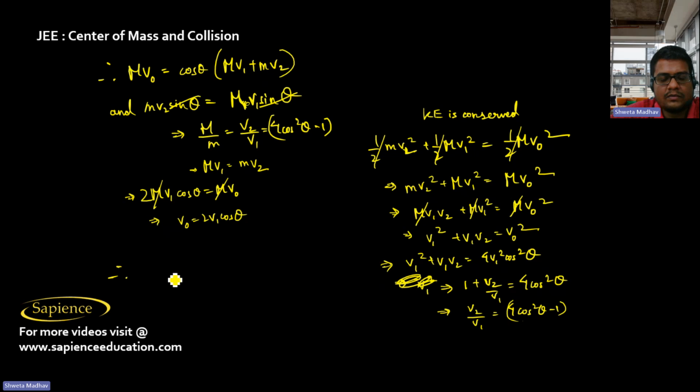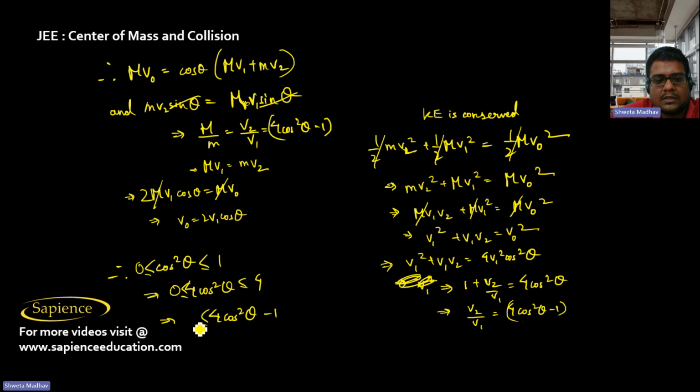Therefore the maximum value we have to find out, the largest value of M by m. As we know, cos square theta will be more than or equal to 0 but less than or equal to 1. Therefore 4 cos square theta goes from 0 to 4, and 4 cos square theta minus 1 will be greater than or equal to minus 1 but less than or equal to 3. So M by m will be between minus 1 and 3. But it can't be negative, so it can be more than or equal to 0, but less than or equal to 3. So its maximum value can be 3.